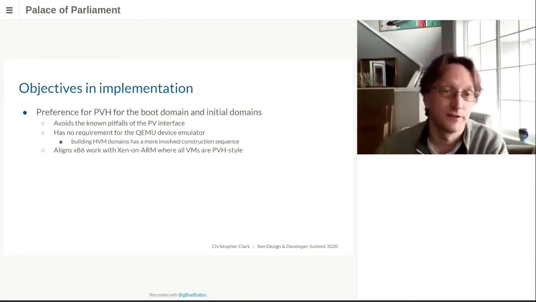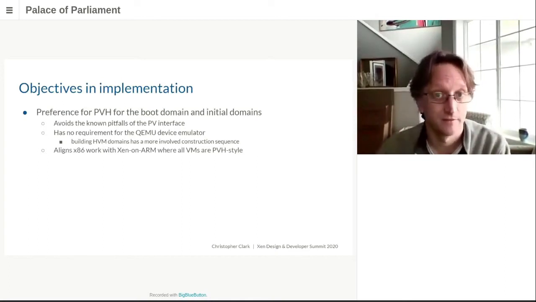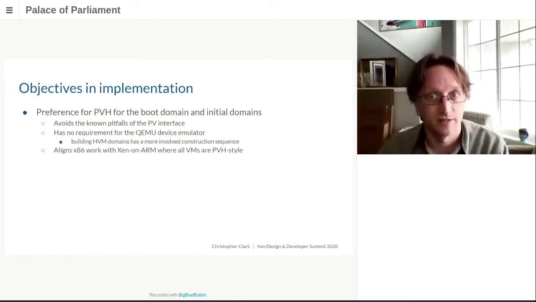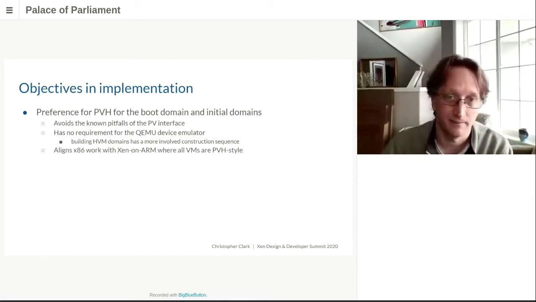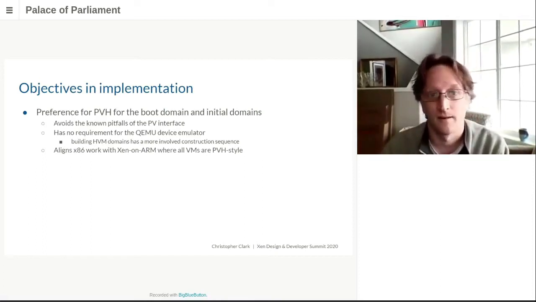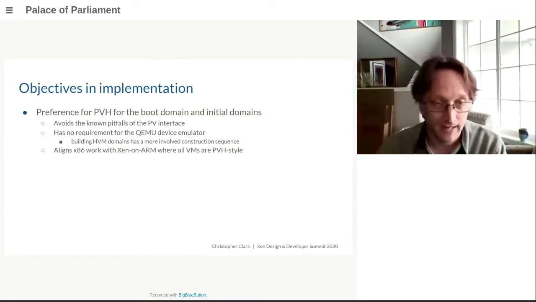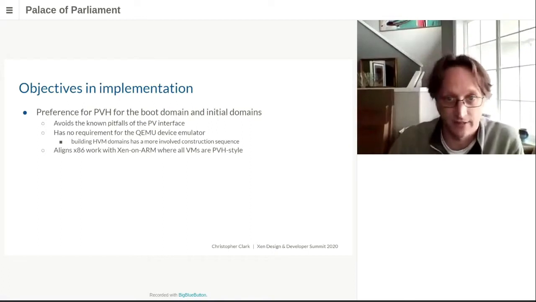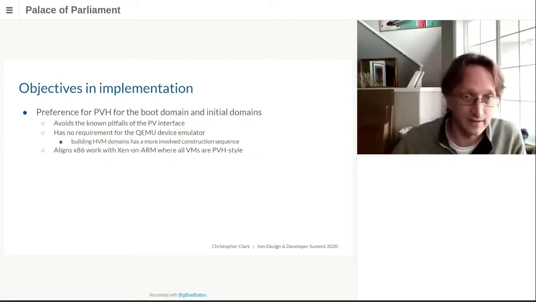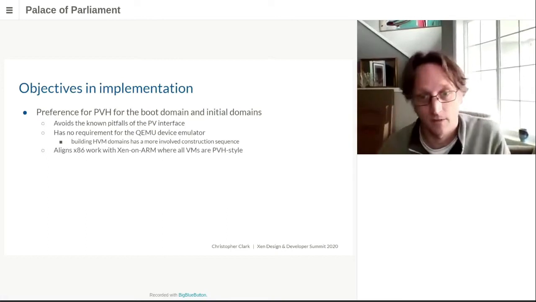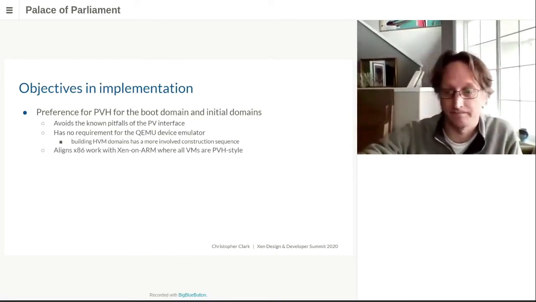In building it, we have a preference for supporting PVH for the boot domain and also the other initial domains that are launched when Xen comes up. The motivation for this is just to avoid the pitfalls of legacy PV interface. It also means that with PVH rather than HVM, you don't need QEMU. That would just add complexity since starting a device emulator has a more involved construction sequence. And another benefit of aiming for PVH is it aligns x86 with the Xen on ARM architecture where all VMs are PVH style.